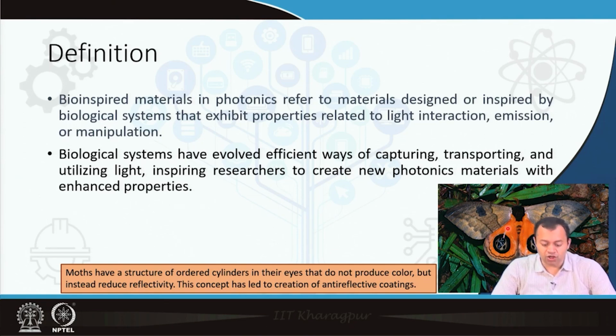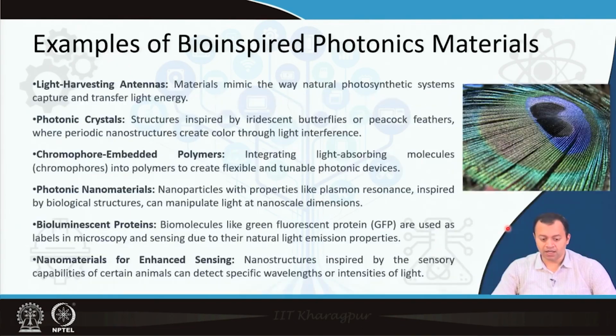So, moths have a structure of ordered cylinders in their eyes that do not produce color, but instead reduce reflectivity. This concept has led to anti-reflective coating as well. So, this is another such example. Many of you have seen or use it or probably have it available.